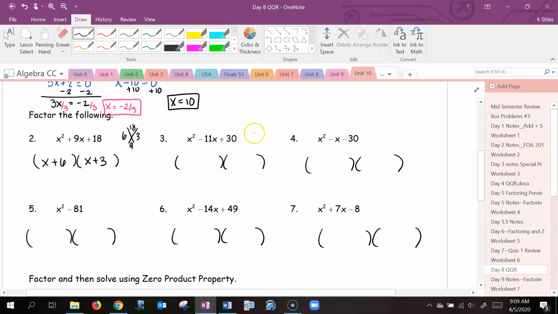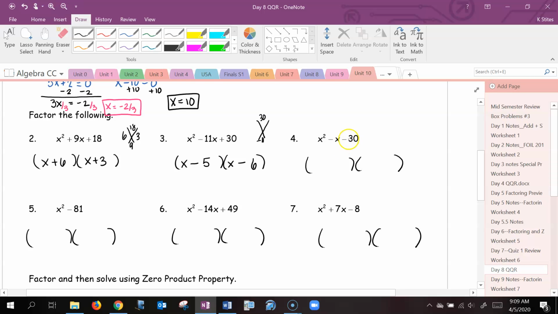Next, I'm multiplying to 30, and I'm adding to negative 11. Notice that I'm multiplying to a positive still. That means my signs will stay the same, but since I'm adding to a negative, they'll both be negatives. And those should be a 5 and a 6.